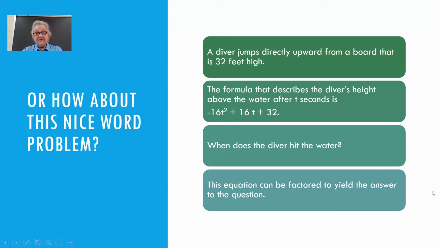So when does the diver hit the water? This is the place where you say, I've got to set this equation equal to 0 and find the values of t that make it 0. Again, this happens to be factorable. I can factor it and use the same technique we had before. So that's one technique that has lots of applications horizontally across mathematics.